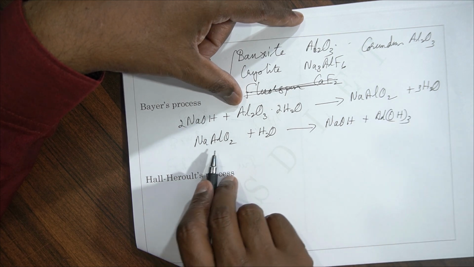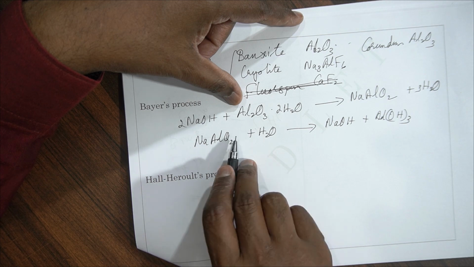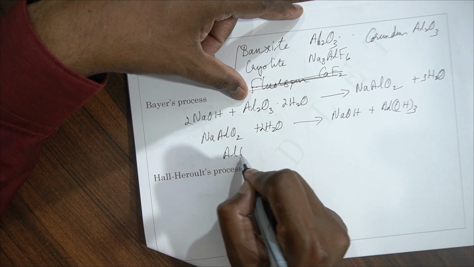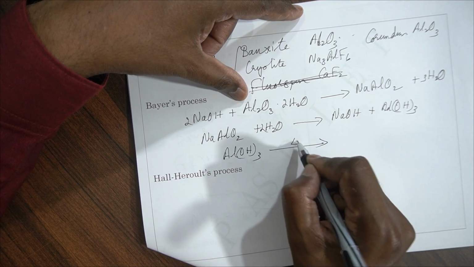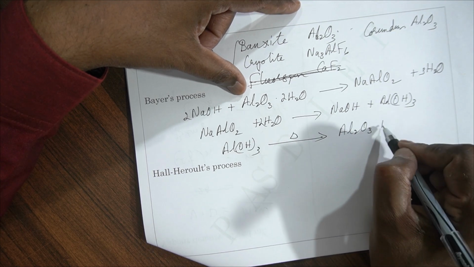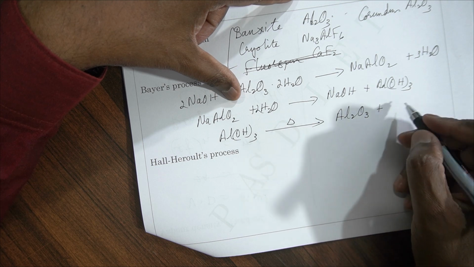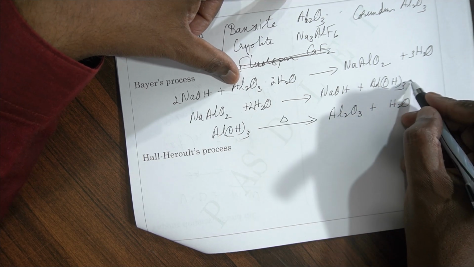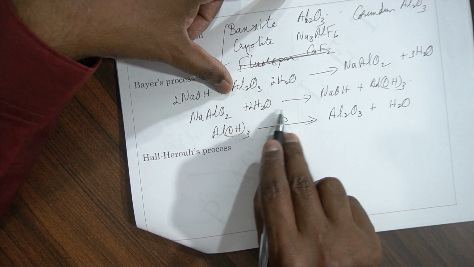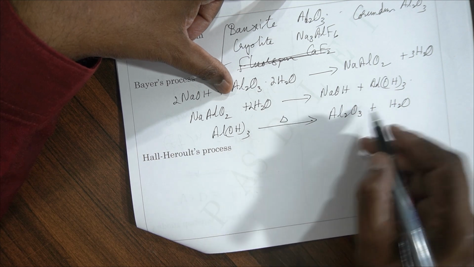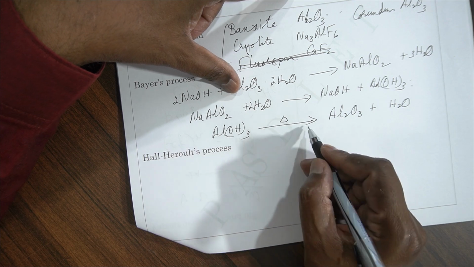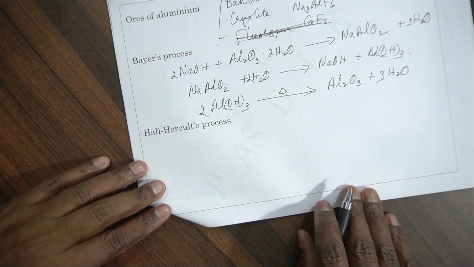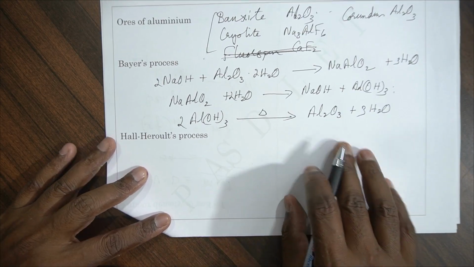Okay, and then Al(OH)3 on heating will give Al2O3 plus H2O. This aluminium hydroxide is a white precipitate which, when ignited, will give Al2O3: 2 Al(OH)3 gives Al2O3 plus 3H2O. Okay, then Hall-Heroult's process is extraction of aluminium from bauxite.